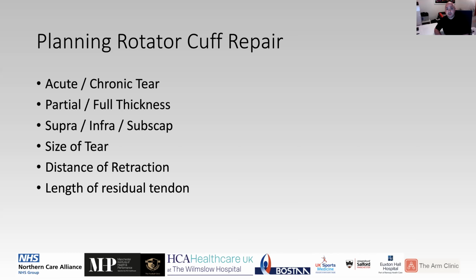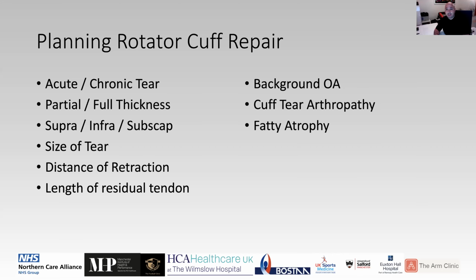And then I want to know what the length of the residual tendon is, because that will dictate how much suture material I can get into that tendon and what type of repair I might be able to perform for that patient. But they're not the only things. I also want to know what the background osteoarthritis level is, whether there's any degree of rotator cuff tear arthropathy, and whether there's any fatty atrophy of the muscle as well, because that will also dictate and help me plan my treatment for that patient.